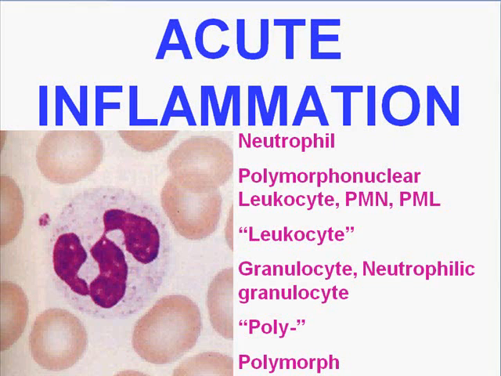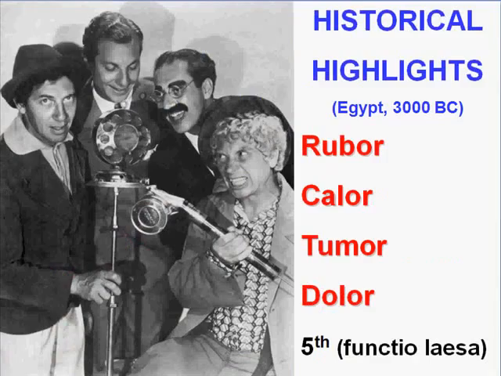Let's talk about the four historical highlights, or the four cardinal signs of inflammation. You can't talk about inflammation unless you remember four things, just like you should try to remember the four Marx brothers also. But classically, about 5,000 years ago now, somebody in Egypt said there's four classical signs to inflammation: rubor, calor, tumor, and dolor. They didn't say it in Latin because that's way before they had Latin. It popped up again during the Roman era. Somebody decided to add a fifth cardinal sign, just like they added a fifth Marx brother, Gummo.